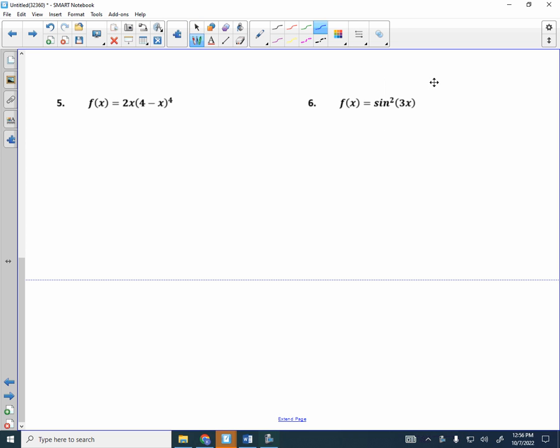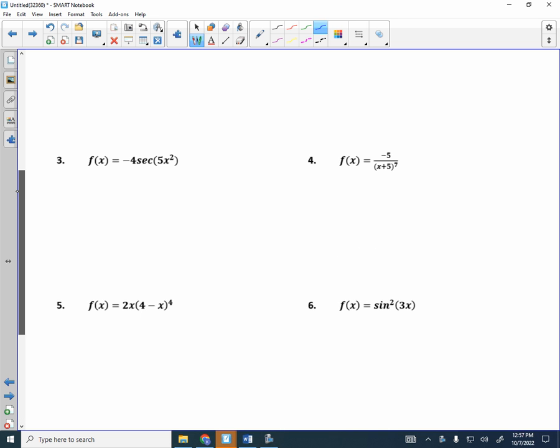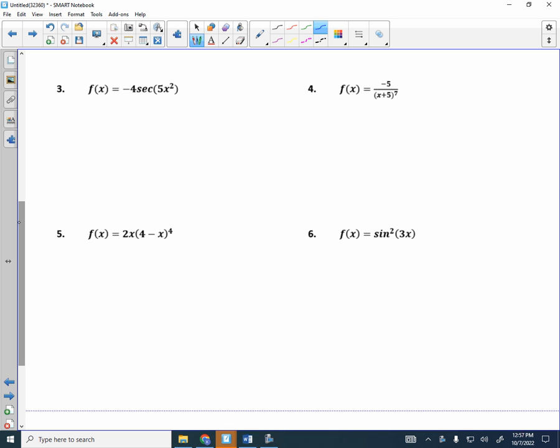Okay. In this situation, we want to be able to determine the derivative, but now there's more than one rule involved. So as we look at this derivative right here, what I first notice is that instead of a 2, I have a 2x. Is everybody okay with that? So we finished problem number 4 in our notes yesterday. Now we're on number 5.